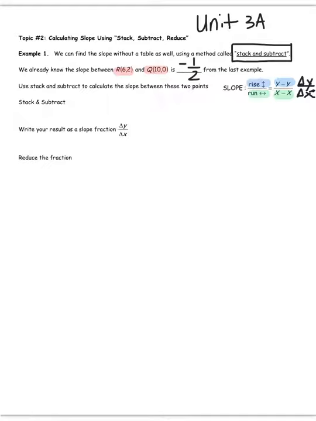Alright, to do stack and subtract, we just take our 2 points and literally stack them on top of each other. So I'm going to write here (6, 2), and I'm going to stack it over (10, 0). Now I'm going to subtract those 2 points. It's really important that the y's are lined up and the x's are lined up. When I subtract them, I'm going to do 2 subtract 0, and 2 minus 0 is 2. And then here I'm going to do 6 subtract 10, and 6 minus 10, careful, is negative 4.